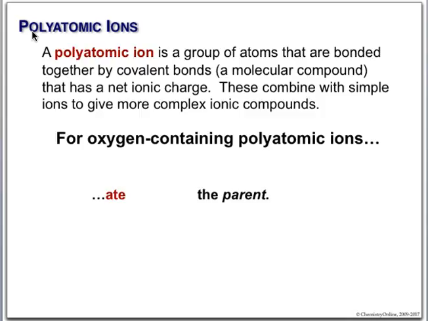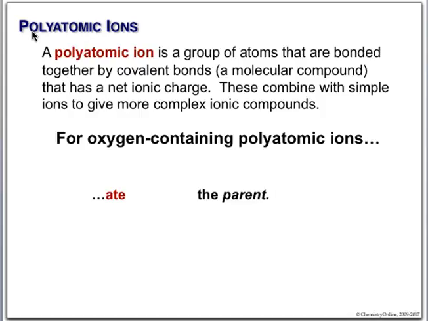We start off with the parent. We looked at sulfate. Sulf is our root. And to show that it's a polyatomic ion, we add ATE. The parent in the group gets ATE as its end. Sulf is the prefix, ate as the suffix. Whenever you see ATE, you're looking at the parent compound.